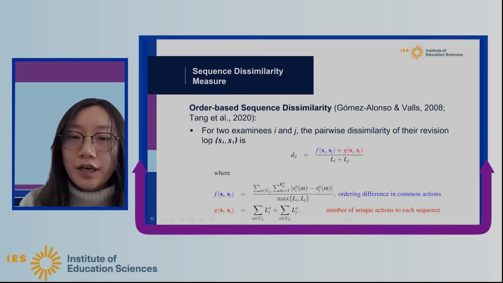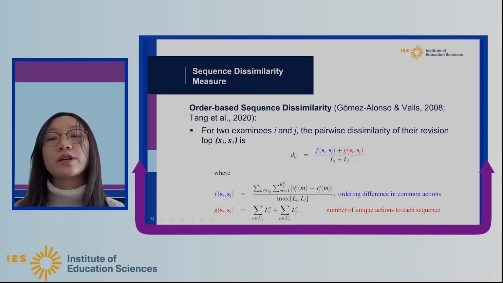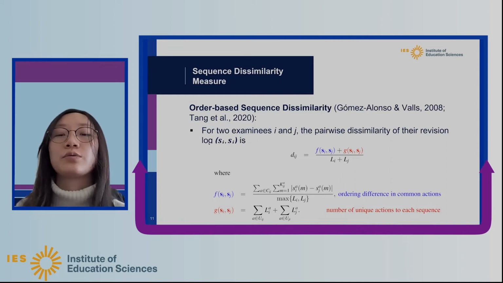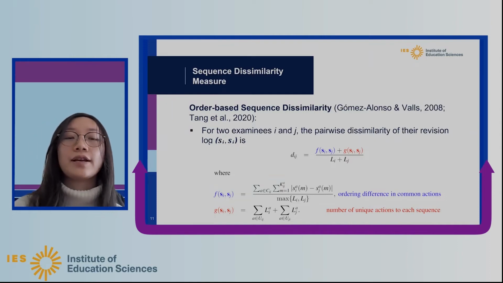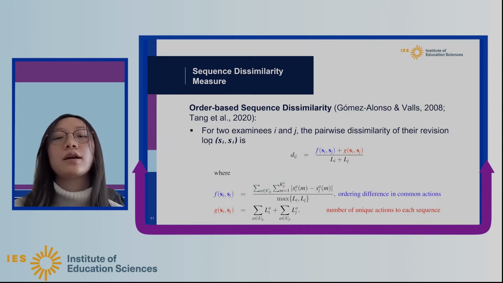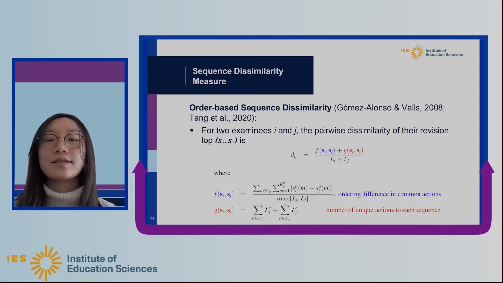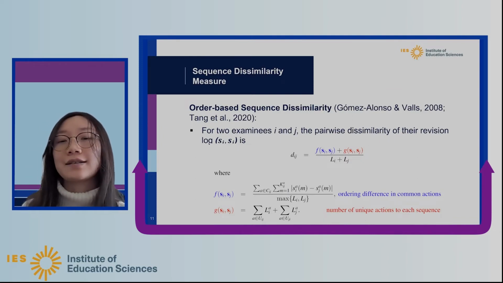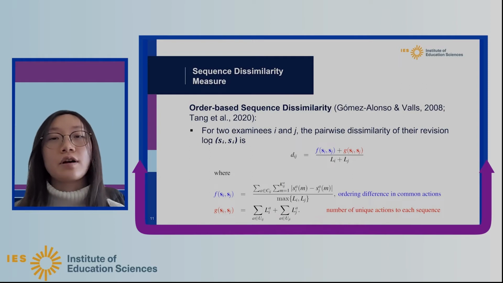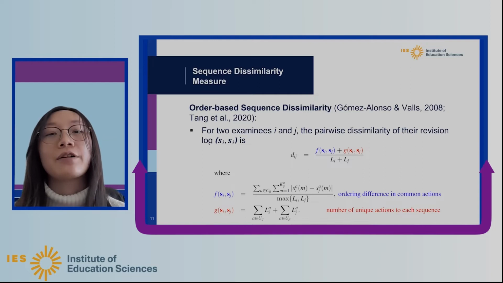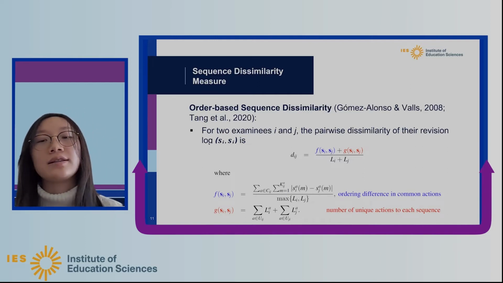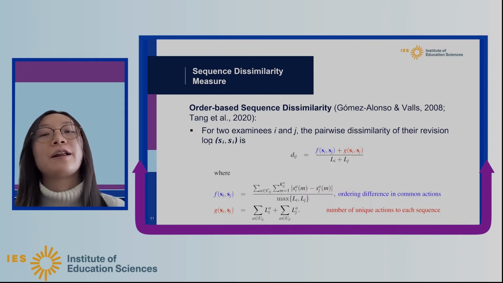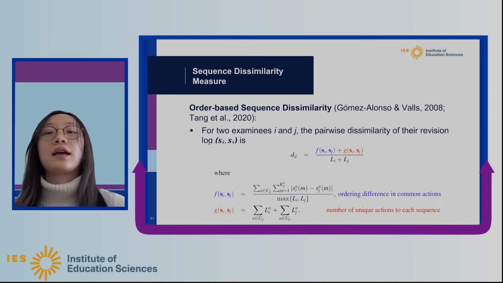The red part, G, captures the differences in their choice of unique actions. In other words, the number of unique actions to each sequence. For example, examinee one did have the action choose right, and examinee two didn't have that. Then their dissimilarity is also going to go up. So for two sequences that are identical, the dissimilarity is going to be equal to zero. If two sequences are more dissimilar in these two aspects, then the dissimilarity index is going to go up and be larger than zero.